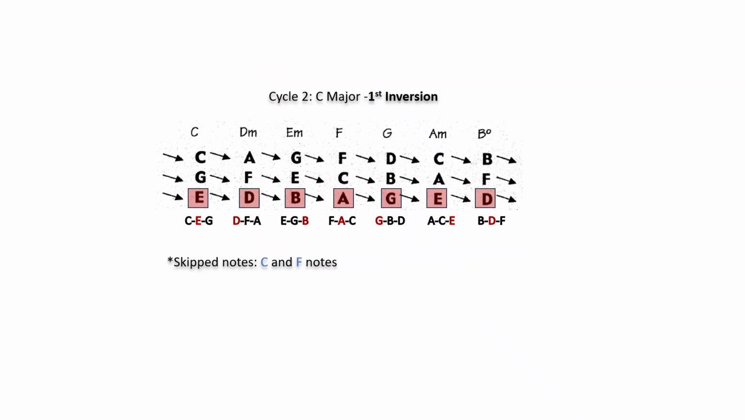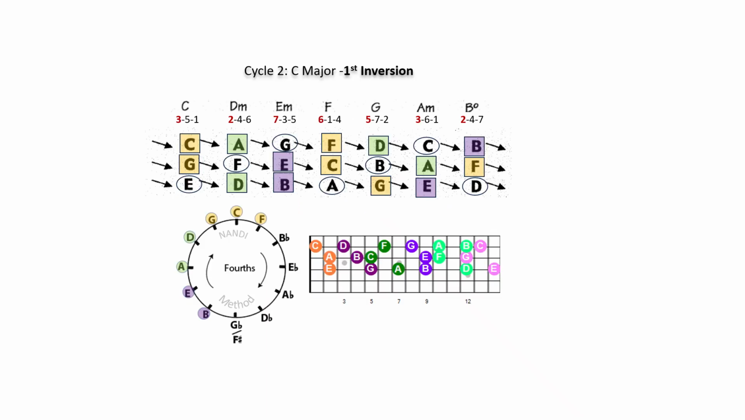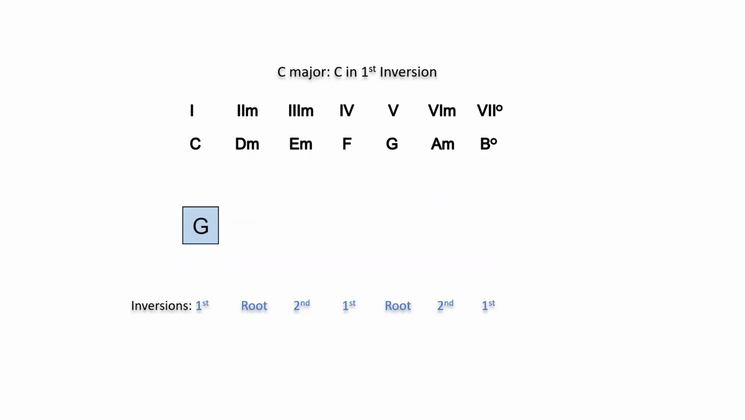Here, we begin with C major in first inversion. The lowest voice descends mostly by seconds, skipping C and F. The highlighted fourth pairs and completed chords are shown here. Watch the animation, which starts with C major in first inversion.